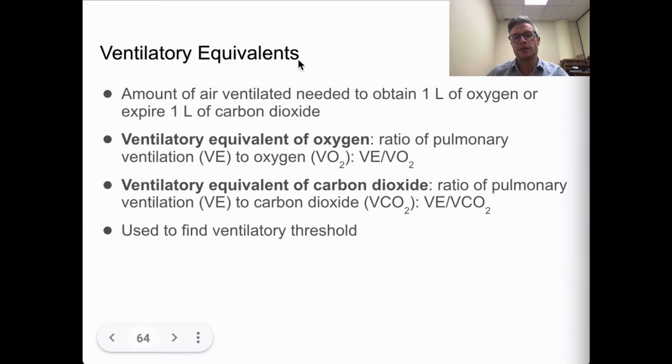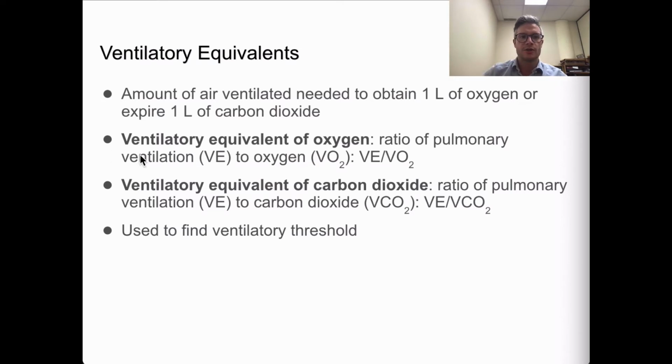So, our first concept that we need to cover is called ventilatory equivalence. This is the amount of air ventilated that you need to, in one condition, obtain a liter of oxygen for use in metabolism, or to breathe out 1 liter of carbon dioxide. That indicates the other end of our metabolism, right? We take in oxygen, put it through our metabolic processes, and on the end, we get carbon dioxide.